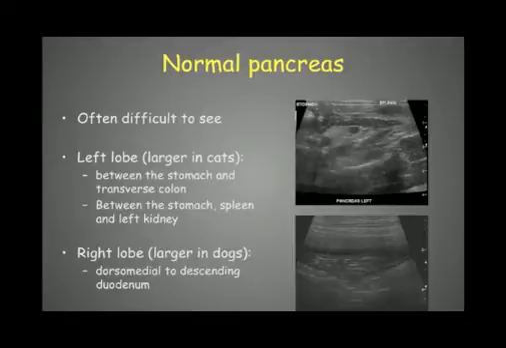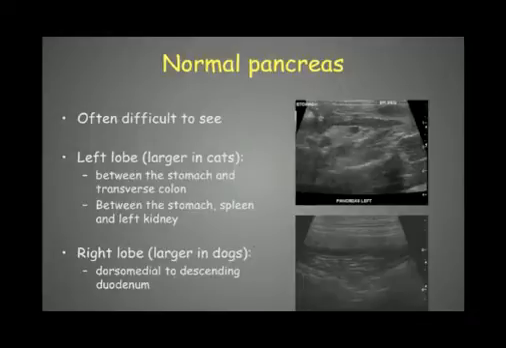They are the same landmarks to use to find the left lobe of dogs, but it's more difficult to see in dogs in this region. In dogs, we will mostly look for the right lobe, which is larger than in cats, and to find this right lobe we first have to find the duodenum. So here we have the duodenum, and the right lobe, which is here, would be situated underneath the duodenum, so dorsomedial to the descending duodenum.